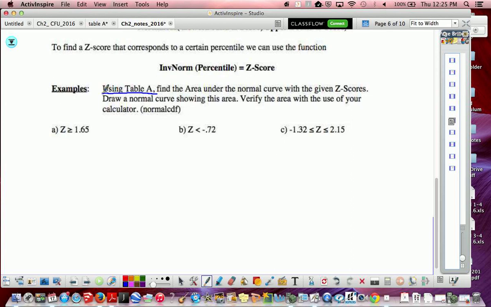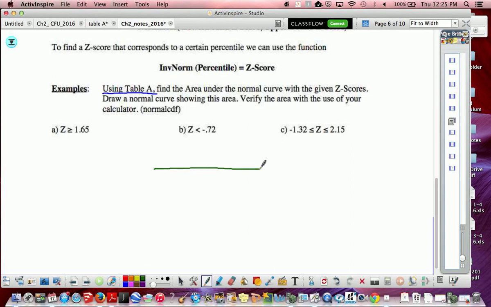Each of these problems has a slightly different process to get the final answer. You're going to use table A directly the same way, but you might have to do something with that area to get your final answer. I'm actually going to do question B first because it's the most direct and similar to the previous problems we have just done.